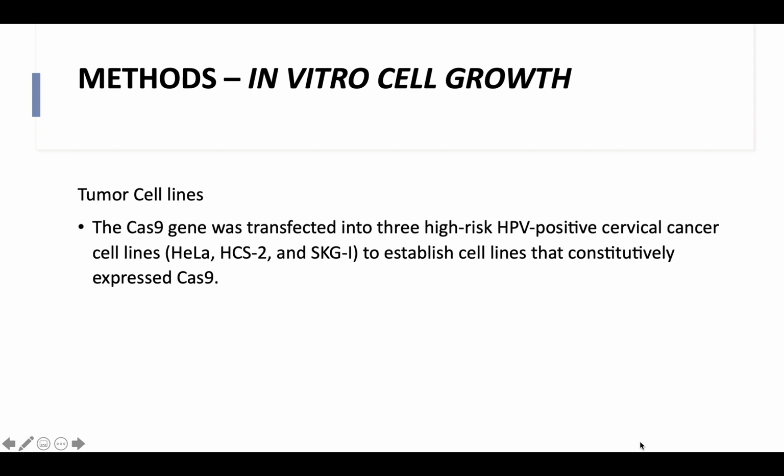Methods for the in vitro cell growth. Tumor cell lines: they used the Cas9 gene, which was transfected into 3 high-risk HPV positive cervical cancer cell lines, HeLa, HCS2, and SKG1, to establish cell lines that constitutively expressed Cas9.